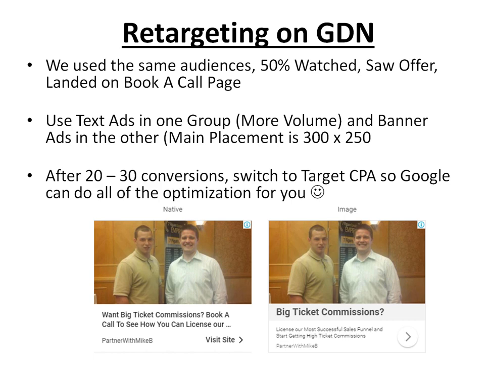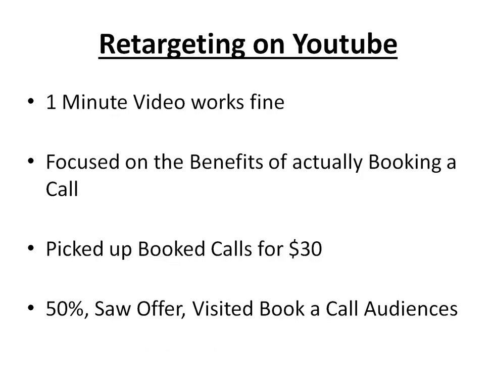Then, after 20 to 30 conversions, switch to target CPA so Google can do all of the optimization for you. Google's machine learning is extremely advanced, and it works great. It reduced our cost per book call by around 40% just by switching it to target CPA. So you can actually go, when you're setting up the campaign, you can choose that in your settings.